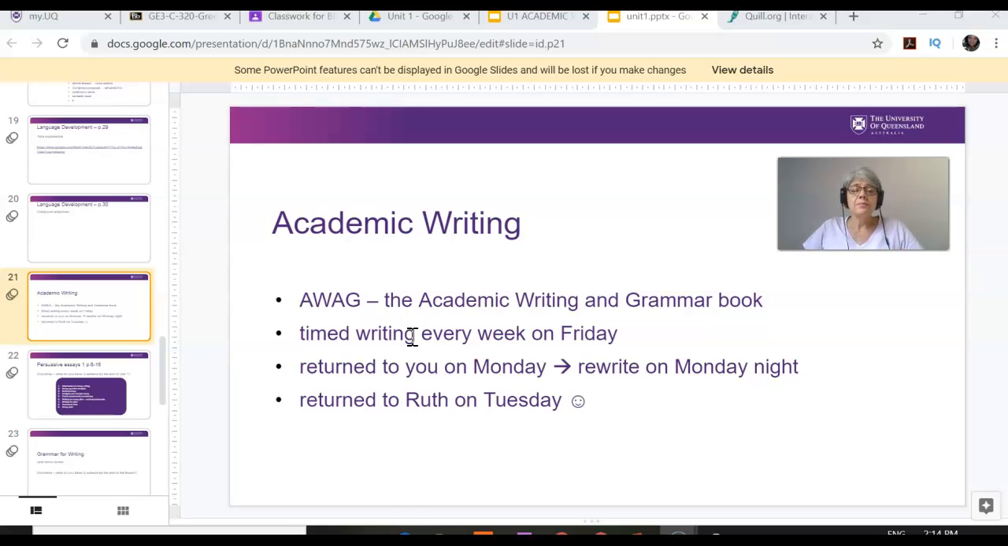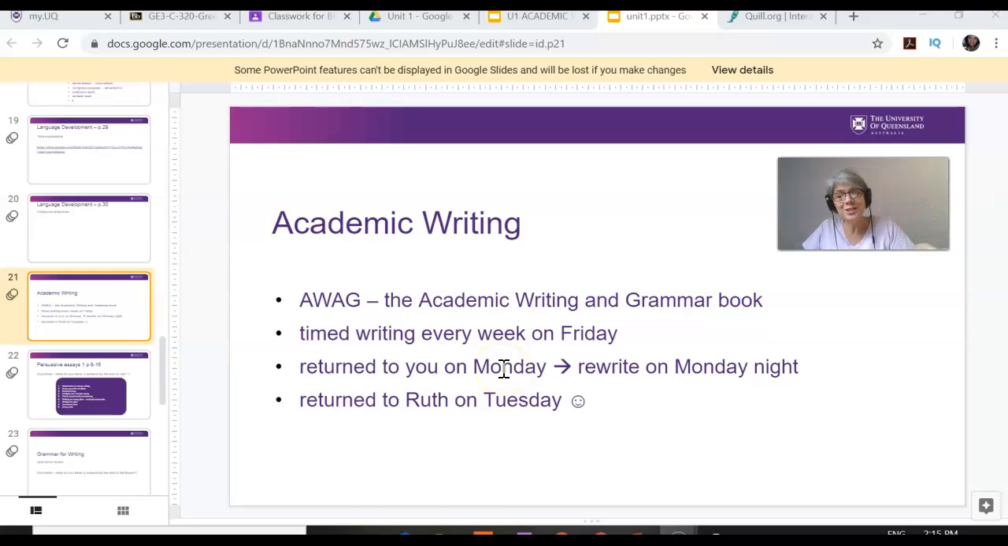You can give it to me as a handwritten essay that you take a picture on your phone, or you can type on a Word document and email it or send it directly. So it doesn't matter if it's typed or handwritten. On the weekend, I will mark your essay, but I won't correct everything. I will return it to you on Monday.